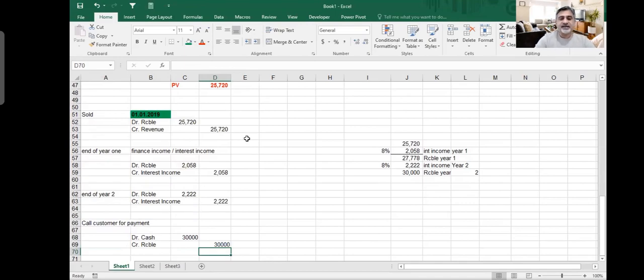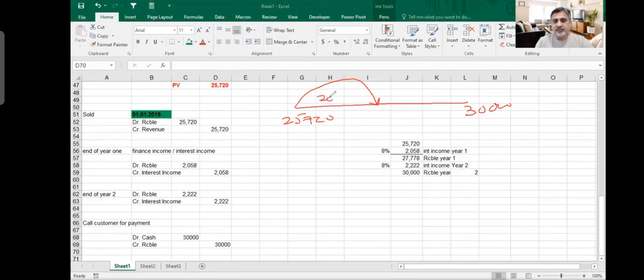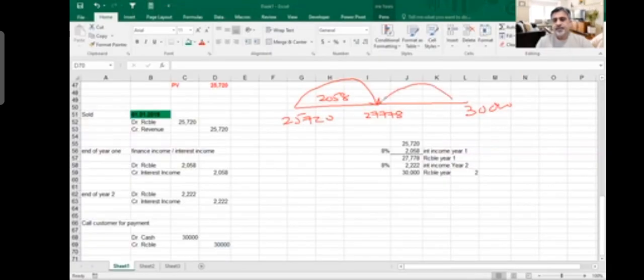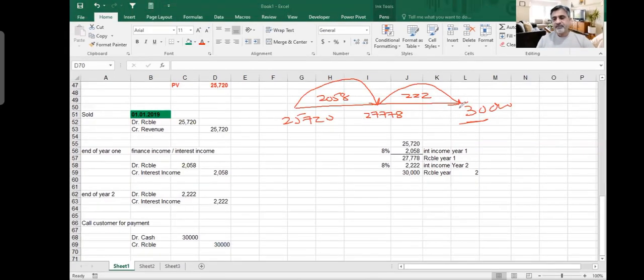So what we understand is that when we started this, because the customer is going to pay us in this period of time, 30,000 we are supposed to receive here, and 25,720 is here. For year 1, my interest income is 2058 and my receivable balance becomes 27,778. Then in year 2, my interest income is 2222 and my receivable becomes 30,000. This process, when I made this, is called discounting.